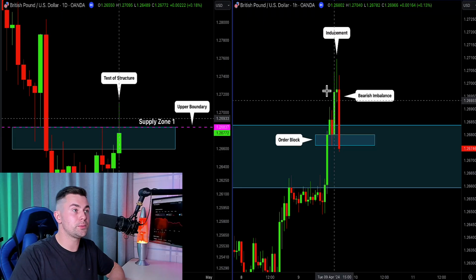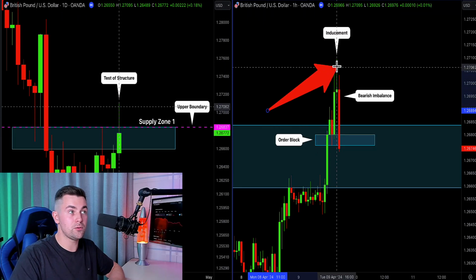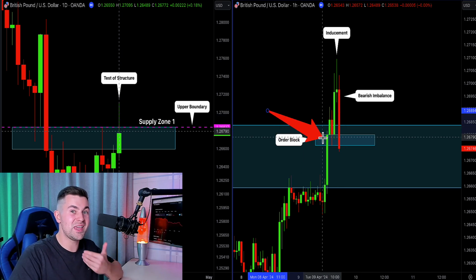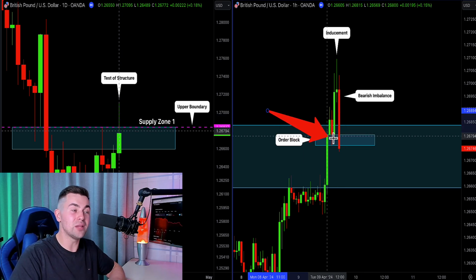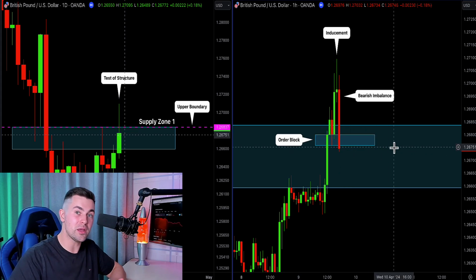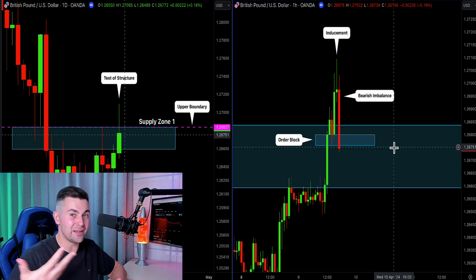And on a pound-dollar pair, after a bullish inducement and a bearish imbalance, we will short the market from the order block, from the closest liquidity zone. That area will be the area from where we will sell the pair.